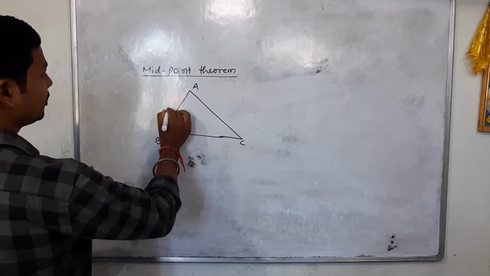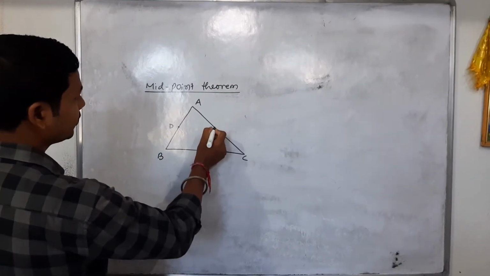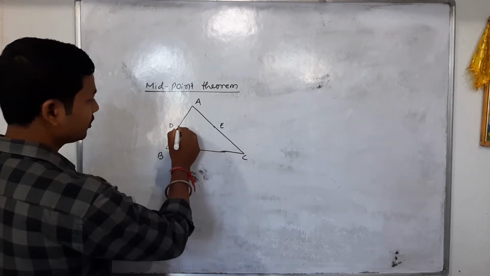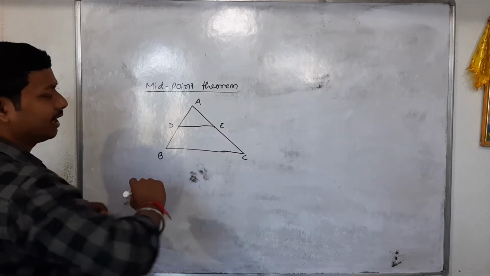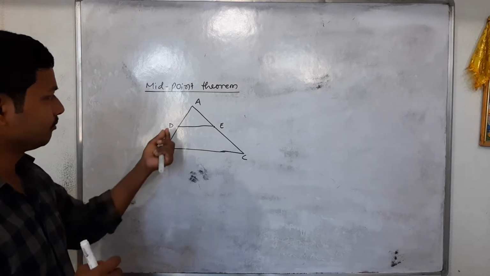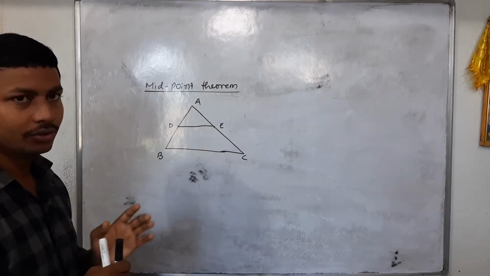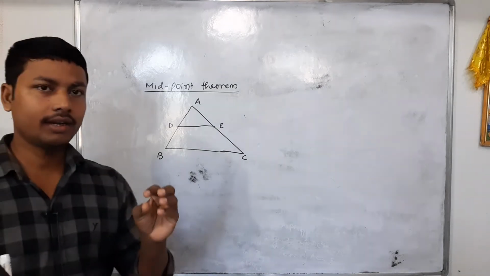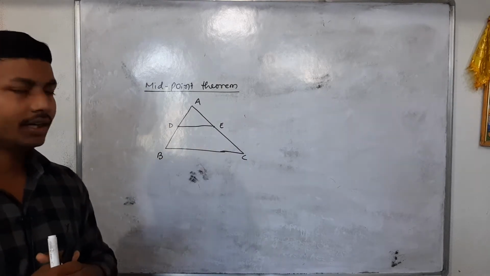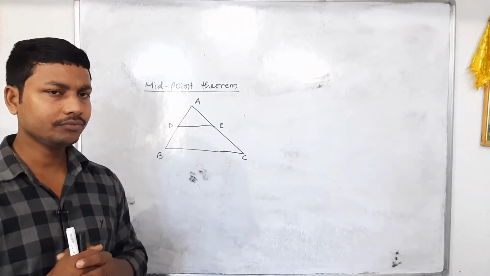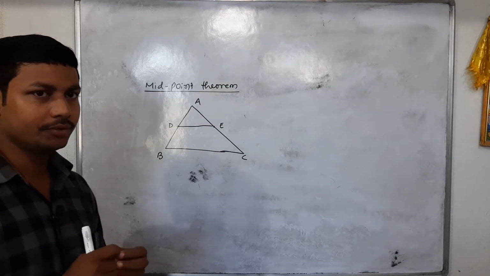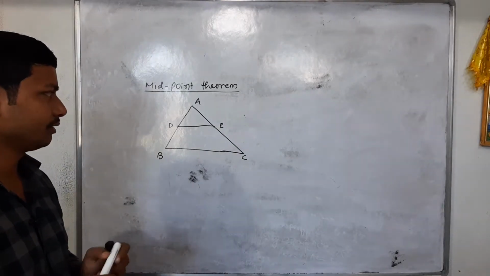if D is the midpoint of AB and E is the midpoint of AC, so we join these midpoints to get a line. D and E are the midpoints of sides AB and AC. So here we have a line segment DE, which should be parallel to the third side, है ना.